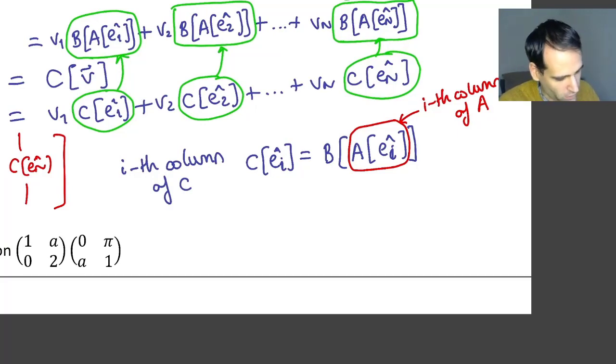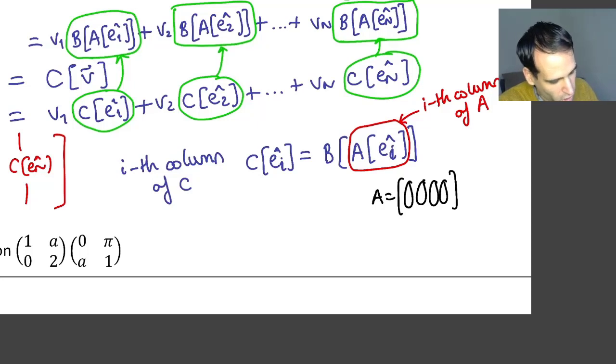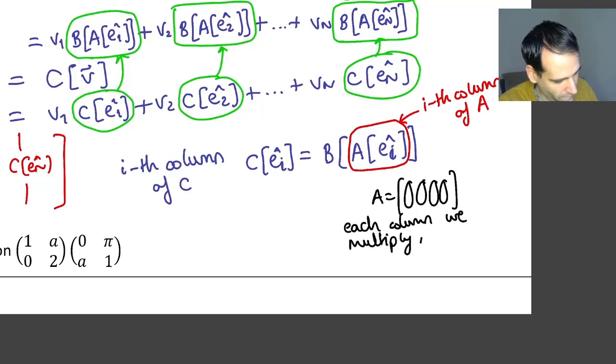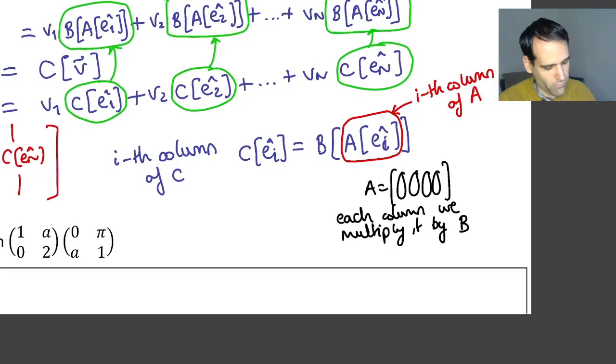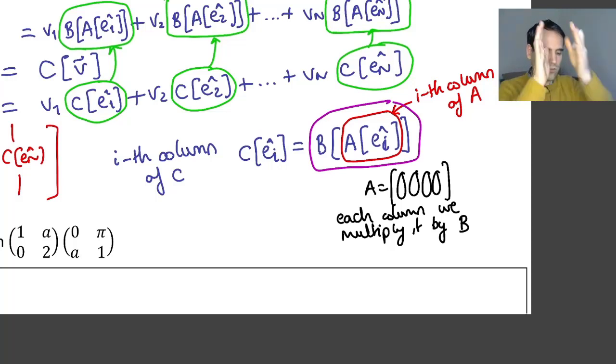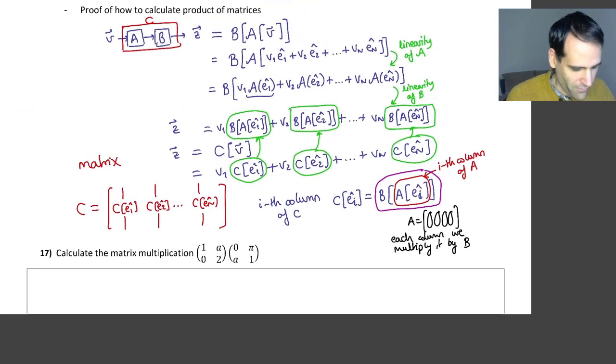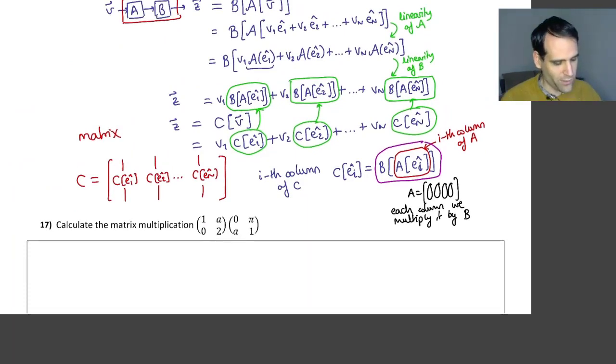Okay? In other words, we get A, we see all its columns, and each column we multiply by matrix B. So when we multiply each column by matrix B, we are getting this, which will correspond to the columns of matrix C. So I know this is a lot of words, but what it's saying is actually very, very simple. Okay, so let's do an example.